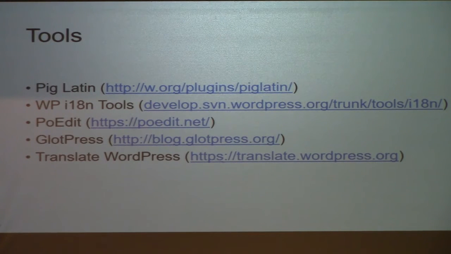GlotPress is an open source web application for managing translations, so it's a web application for PoEdit. It's what the rest of your translators will use. And WordPress has its own instance of GlotPress at translate.wordpress.org.